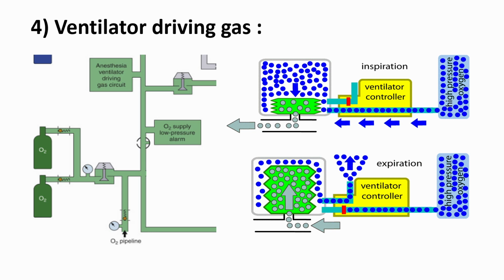The fourth pathway for oxygen inside the ventilator is the ventilator driving gas. We remember previously there is a connection by the high pressure oxygen directly to the room which is surrounding the pillow of the anesthesia machine. And the pressure inside this room allows pushing this pillow downward to deliver the gas to the patient.